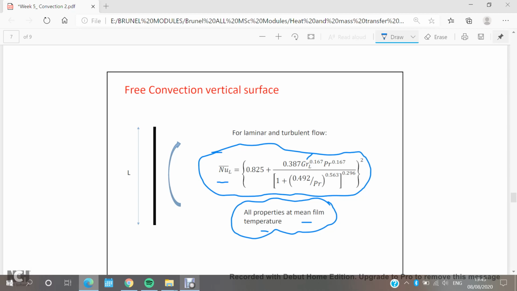Okay, so I hope this video gave you an idea about how to deal with forced and natural convection, and in the next video I will discuss radiation heat transfer, and then we can go through another interesting topic which is important for heat transfer engineers.